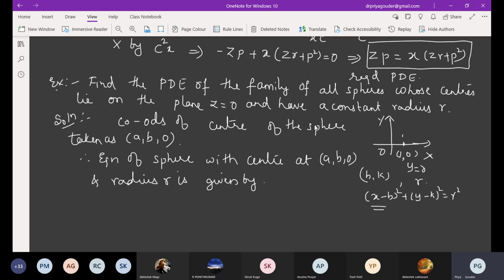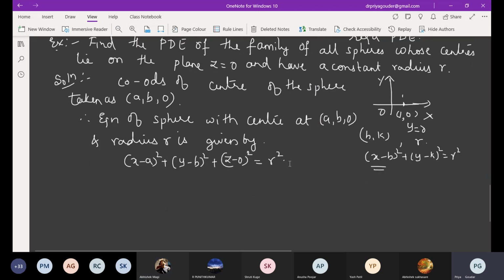Compare it with what I just gave you for the circle. Sphere is an extension. So (x minus a) the whole square plus (y minus b) the whole square plus (z minus 0) the whole square is equal to r square. Correct? So this is the equation. If such questions are given, first you have to form the general equation, and the next part is to form the PDE.